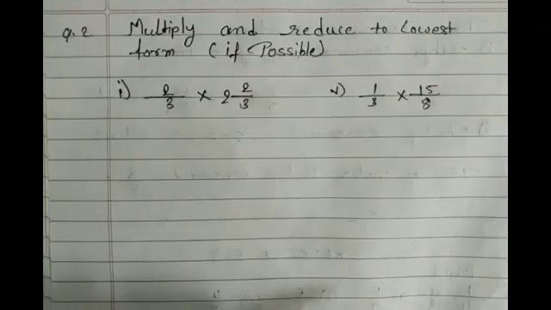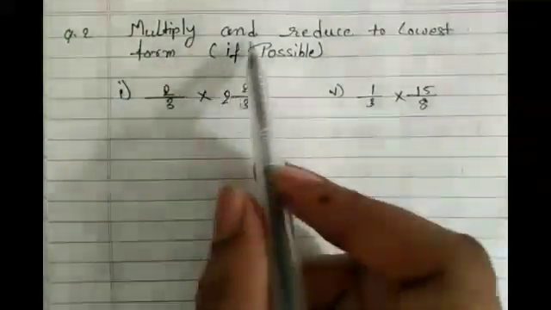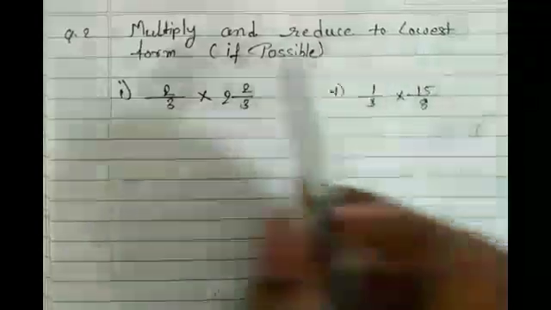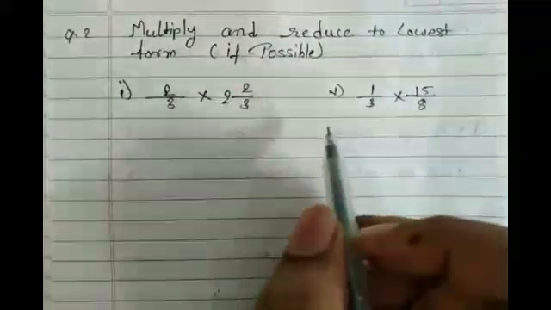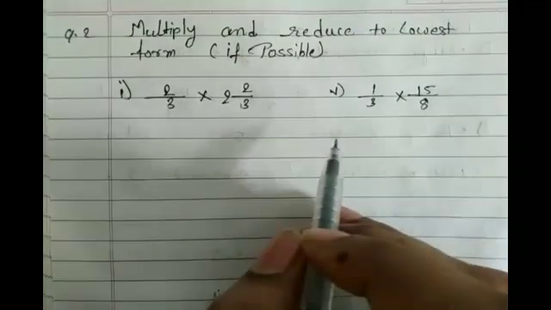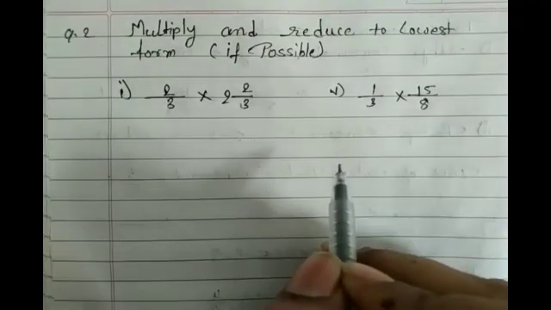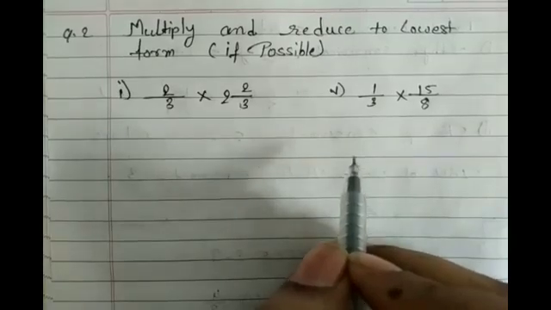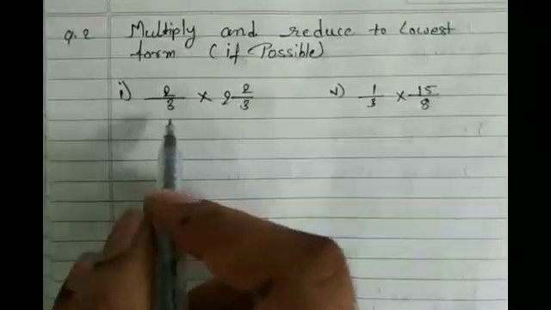Let's start our question number 2. Multiply and reduce to the lowest form if possible. In this question, we have to do a multiplication, and if it's possible to change the answer into the simplest form, we have to change it. So let's begin with question number 1.